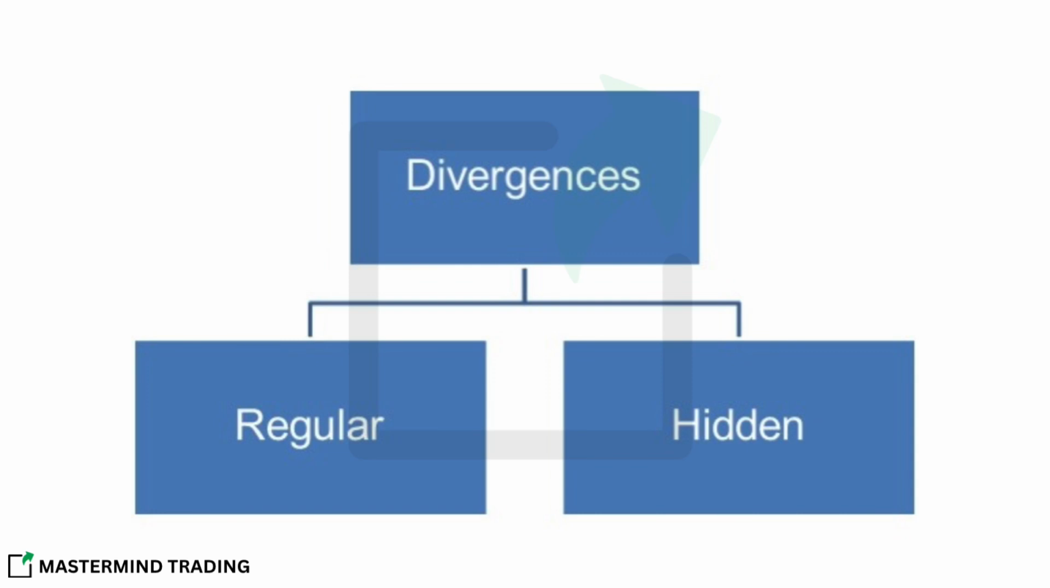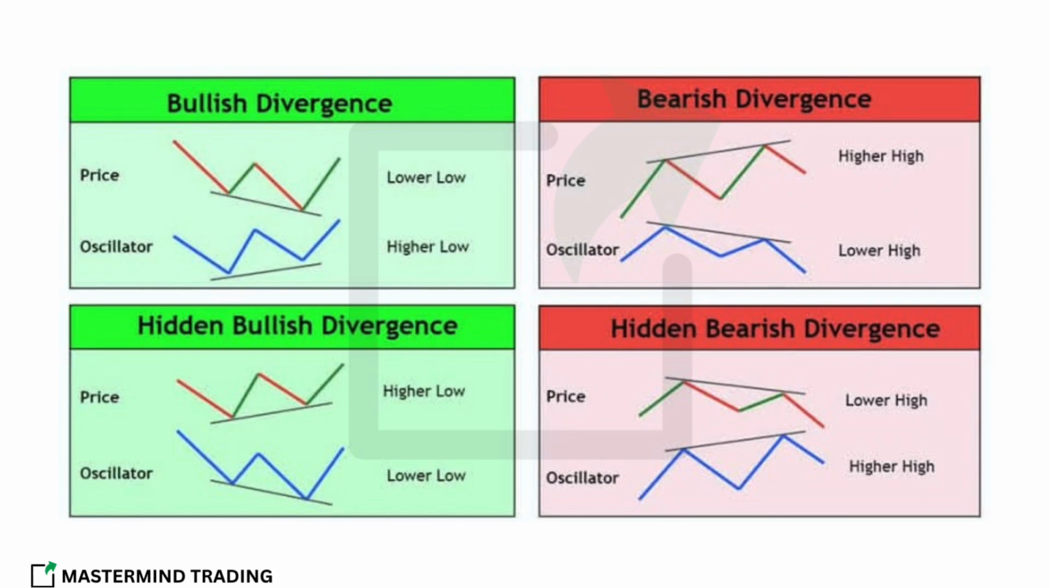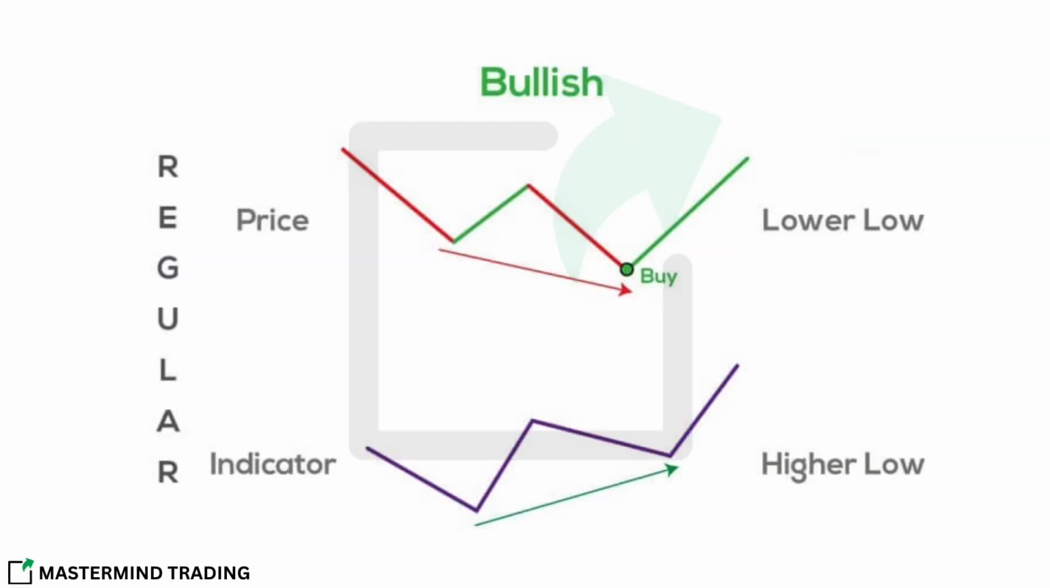So basically there are two ways of classifying divergence. There is the regular divergence and there's the hidden divergence. We'll look at both of them in successive slides. Regardless of whether it is a regular divergence or a hidden divergence, there are two basic ways of identifying divergence, which is the bullish and bearish divergence, which is how we are going to look at it in the course of this video.